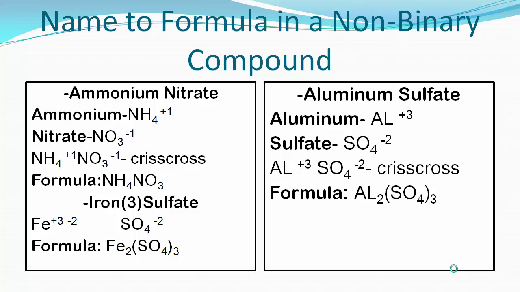So how about if we have to go from a name to a formula in a non-binary compound? We just did formula to name, but how about name to formula? It's not binary, so how do I do it? Let's say ammonium nitrate. We're going to do this backwards. Ammonium, as you check in your reference table, is NH4, which has a charge of +1. Then nitrate is NO3, which has a charge of -1. So we write them down, NH4 +1 and NO3 -1. We crisscross them, and we don't write 1s, so it's simply NH4NO3. That is the answer. Simple.